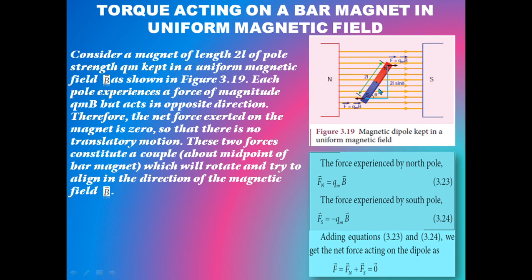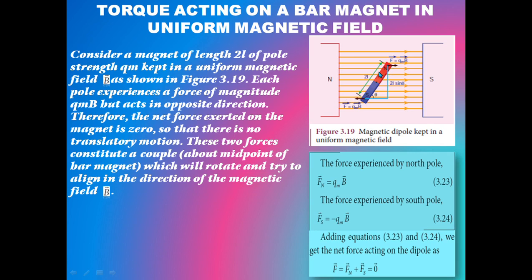A bar magnet of length 2L and pole strength Qm is kept in a uniform magnetic field B vector. This is the important point: uniform magnetic field. Each pole experiences a force of magnitude QmB, but they act in opposite directions.